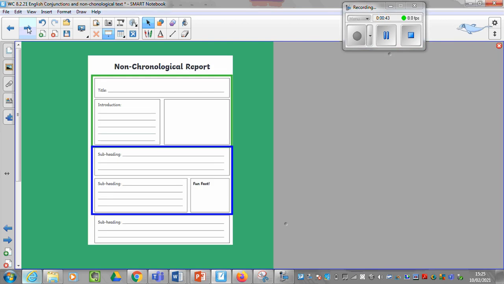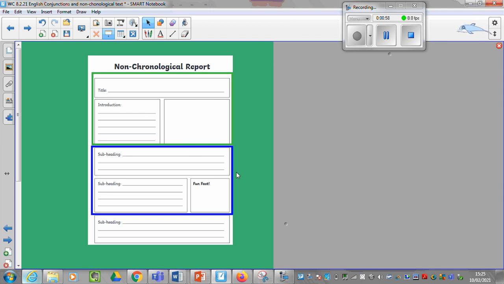So let's have a look at what we did yesterday. We had a look at this non-chronological report, and we made this section of our work together, and then you went and did it and submitted it. So you have done your title, your introduction, and hopefully a picture.